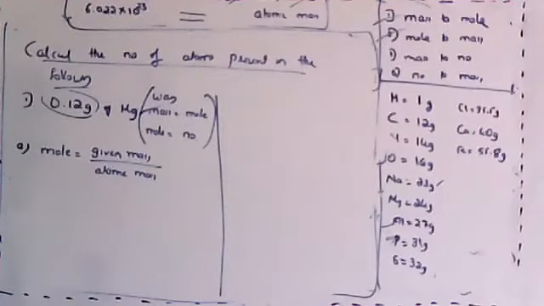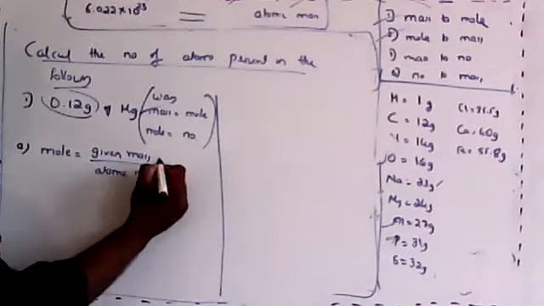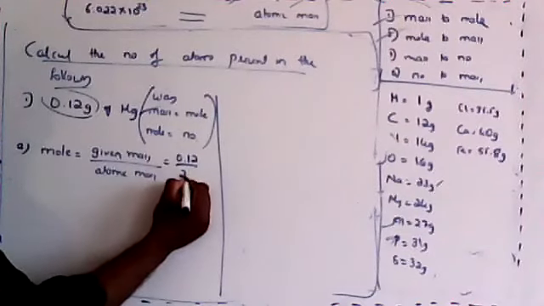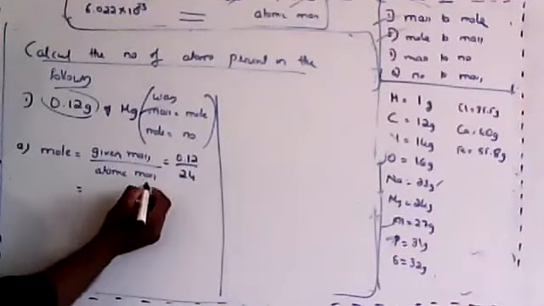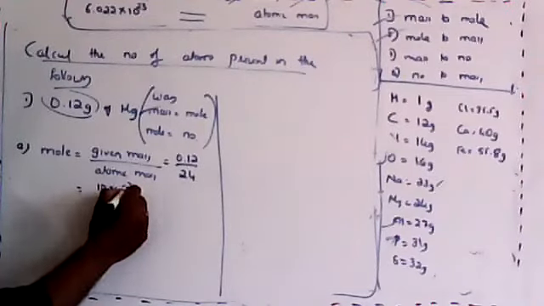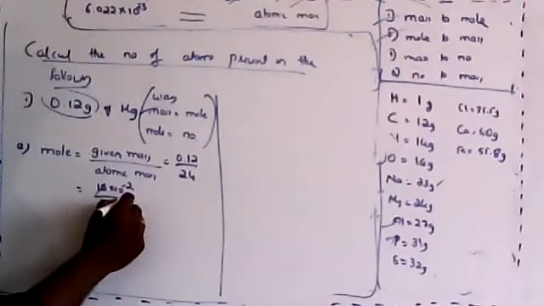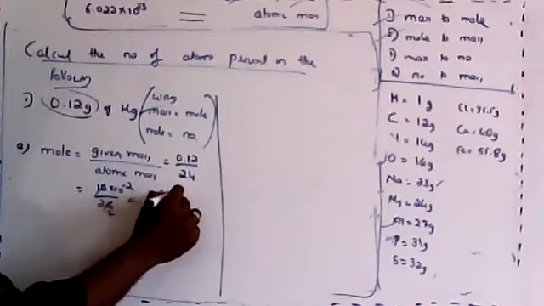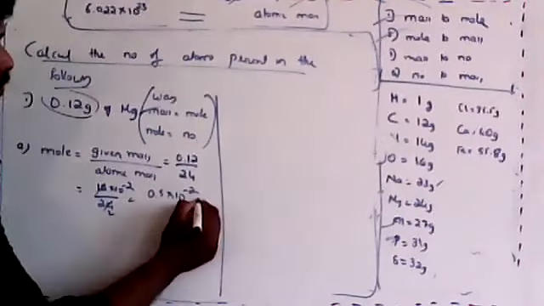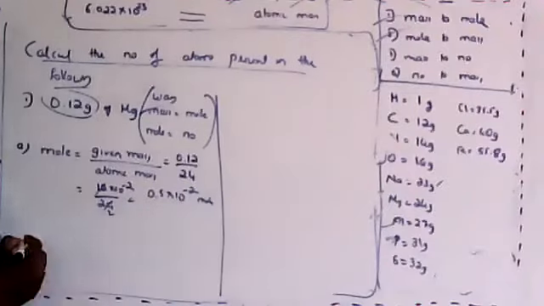So concentrate. Let's calculate the mole. What is the mass given? 0.12. What is the atomic mass of magnesium? It is 24. So it will be 12 into 10 to the power minus 2 divided by 24. So this will be cancelled, and it becomes 0.5 into 10 to the power minus 2, or 5 into 10 to the power minus 3 mole. First you calculated the mole.